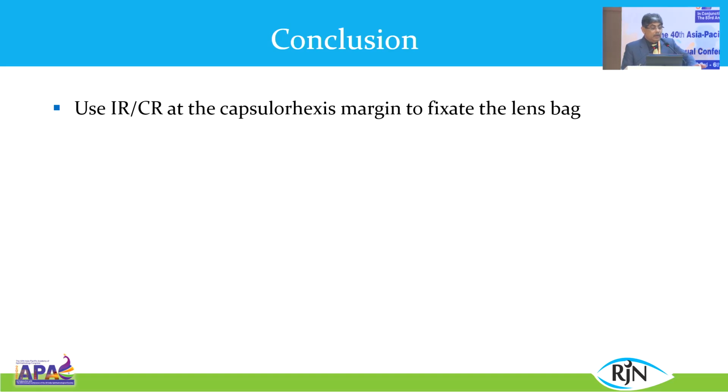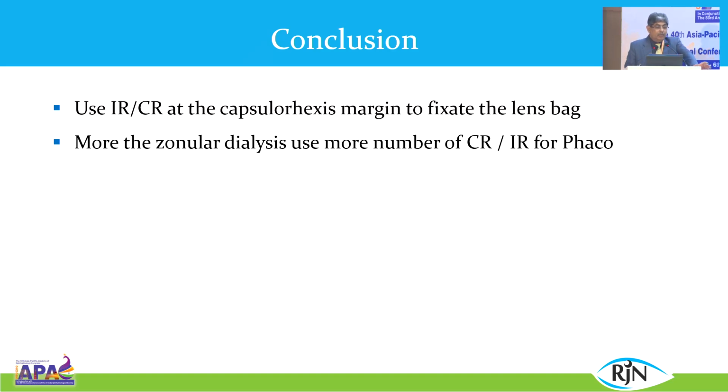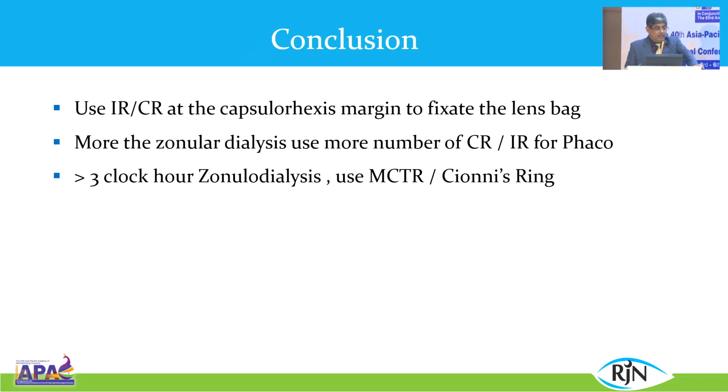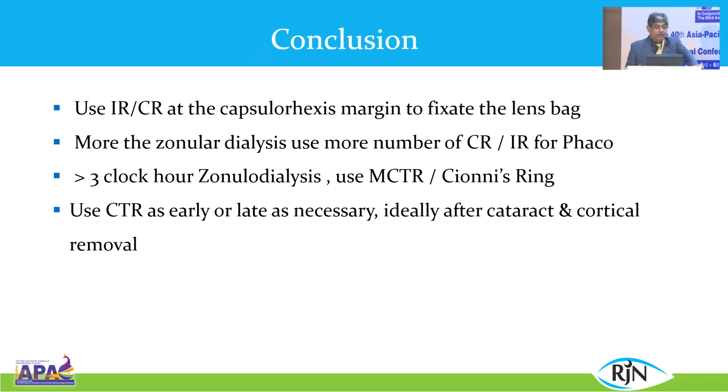To conclude, using an iris retractor or capsule retractor at the capsulorhexis margin is very good, and it stabilizes the lens bag. It works like the zonule, because it pulls the lens bag towards the periphery. The more the zonular dialysis, the more capsule retractors you have to place. For more than 3 clock hours of zonular dialysis, use a modified CTR or a Sione ring. Use CTR as early or as late as necessary. This is a very, very important thing to remember.